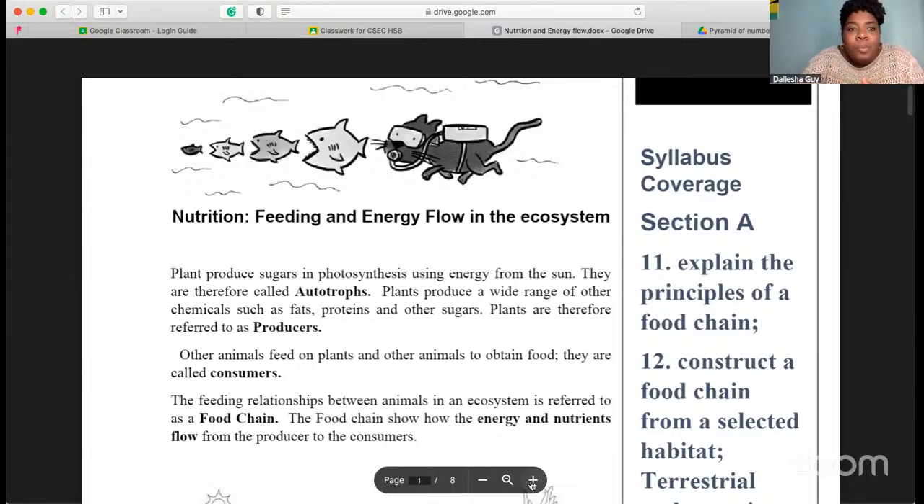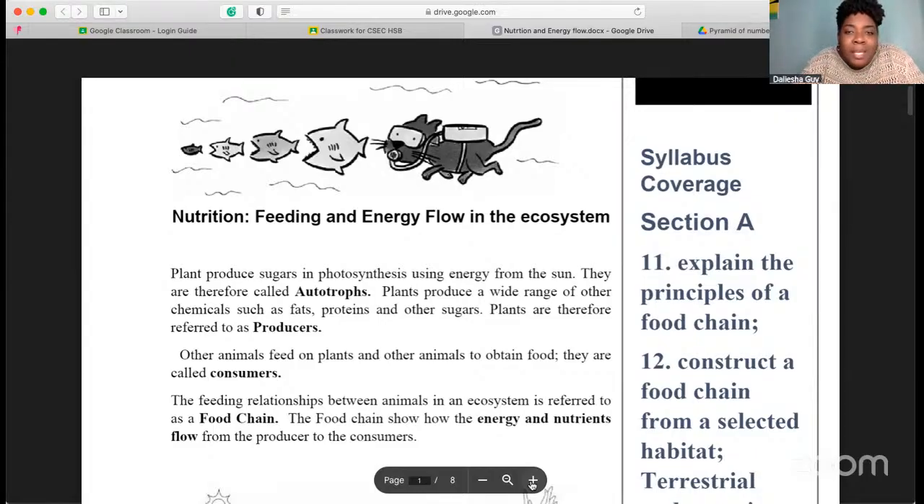So plants, because they produce food, we call them producers. They produce sugars and other molecules that we use in our everyday life. Plants produce their own food, for themselves and for us. So we call them producers. Anytime you hear producers, think plants, but plants are not the only producers.